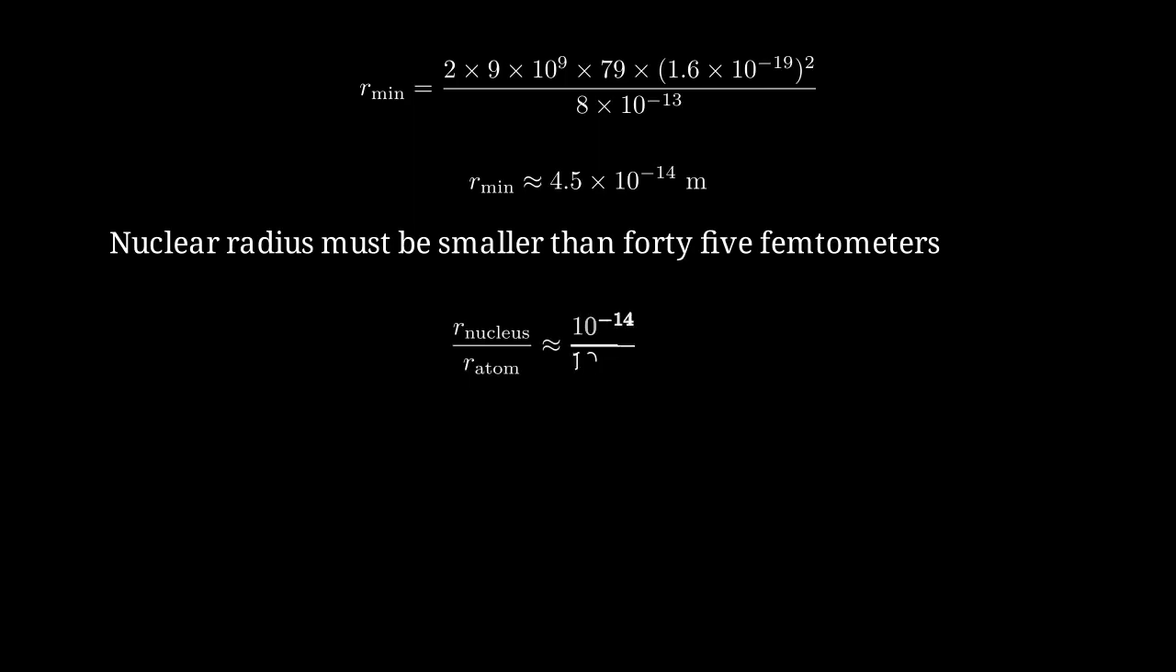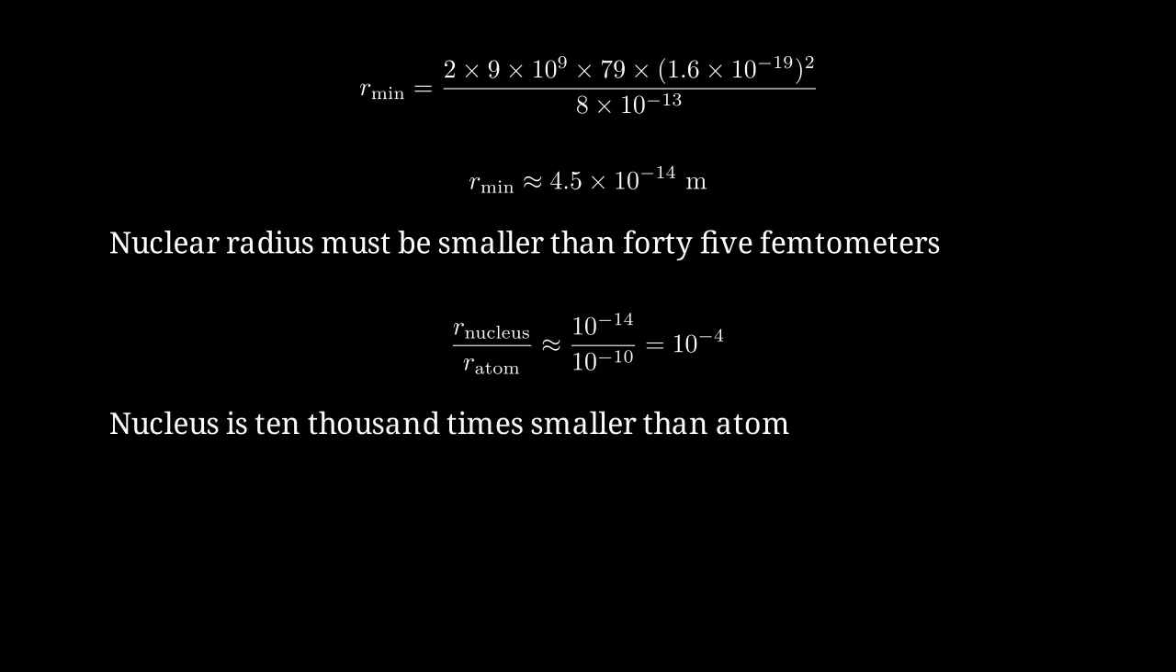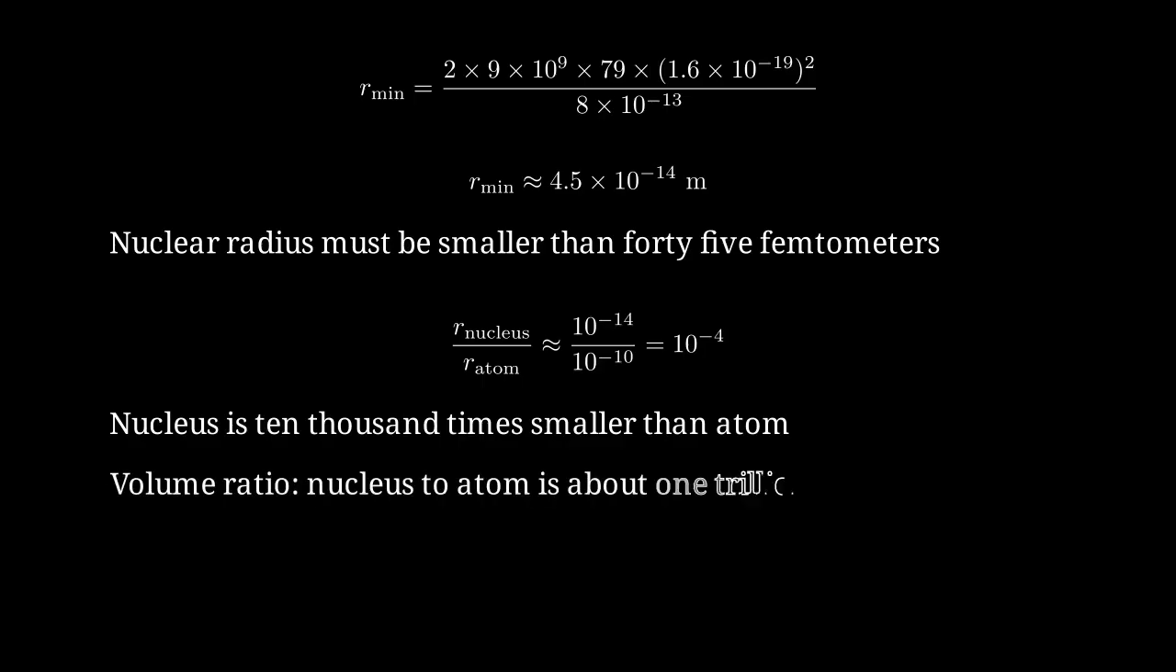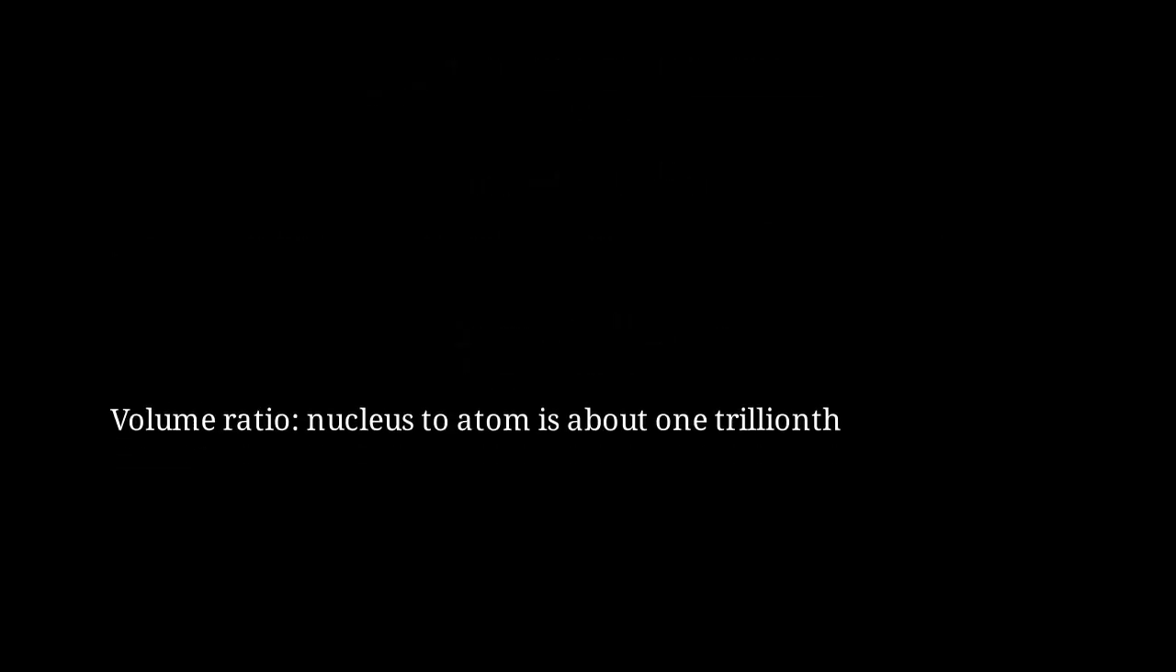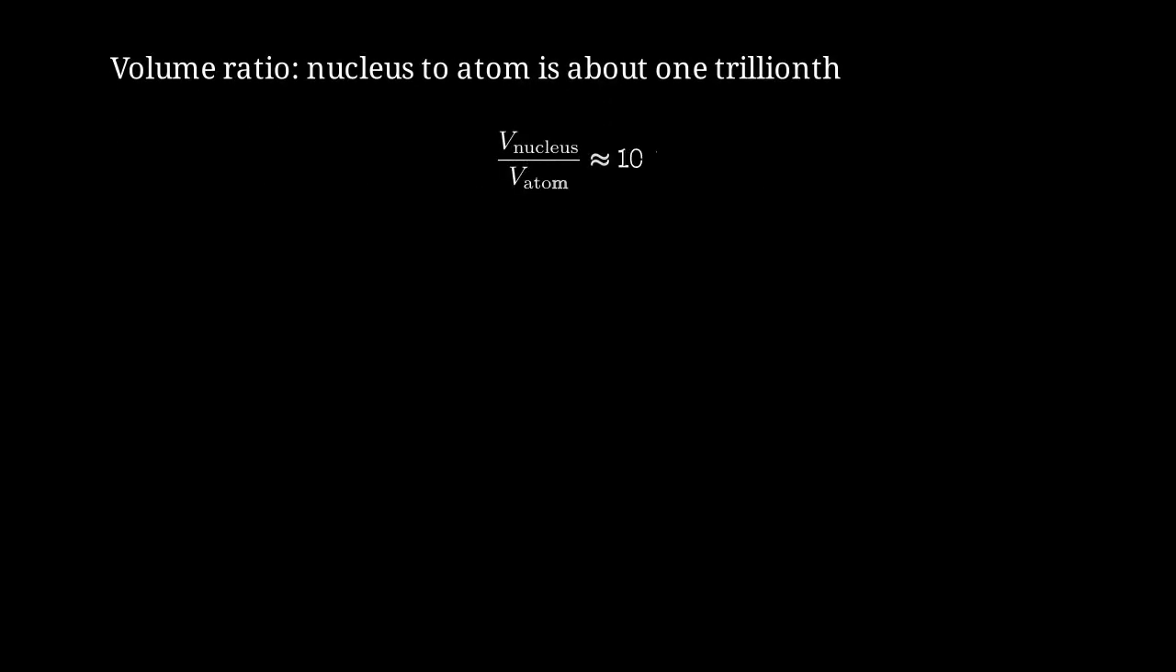The ratio of nuclear radius to atomic radius is approximately 10 to the negative 14 over 10 to the negative 10, which equals 10 to the negative 4. This means the nucleus is about 10,000 times smaller in radius than the atom is. Since volume scales as radius cubed, the nucleus occupies only about one trillionth of the atomic volume. The volume ratio is approximately 10 to the negative 12, truly remarkable.